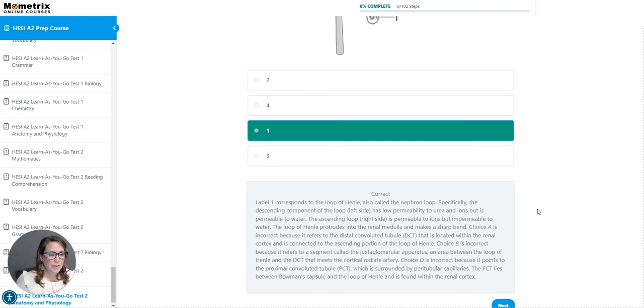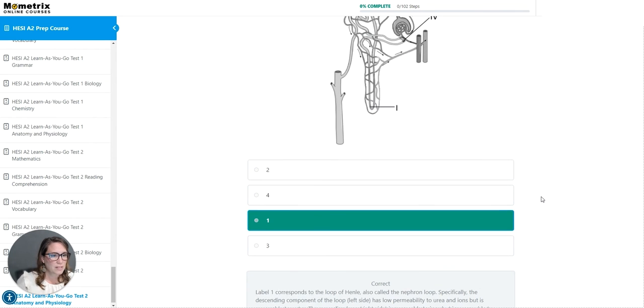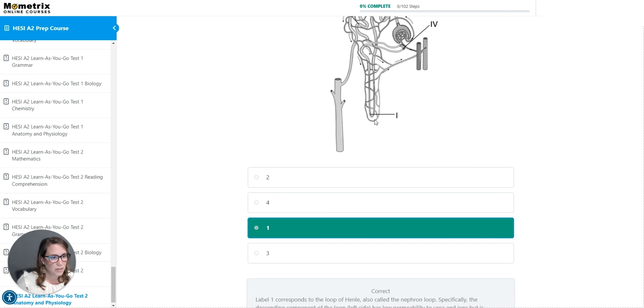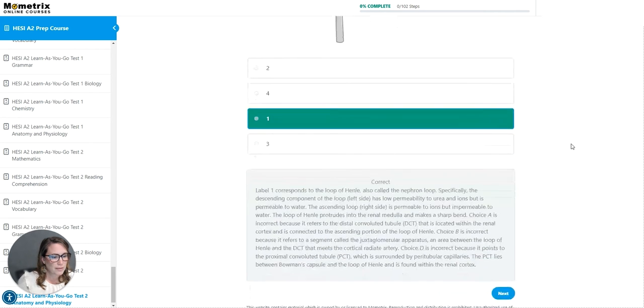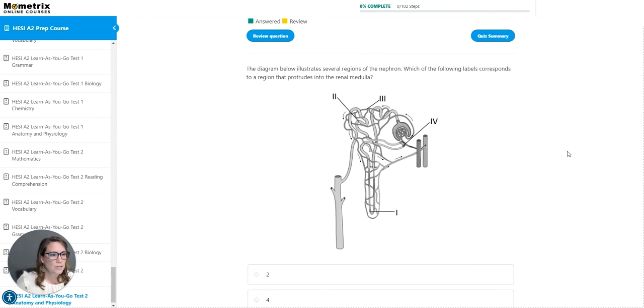And then choice A is incorrect because it refers to the distal convoluted tubule that's located within the renal cortex and is connected to the ascending portion of the loop of Henle, so it does not protrude down. And even if you look at this picture, you can see how this part would be the one that would protrude down into the renal medulla.